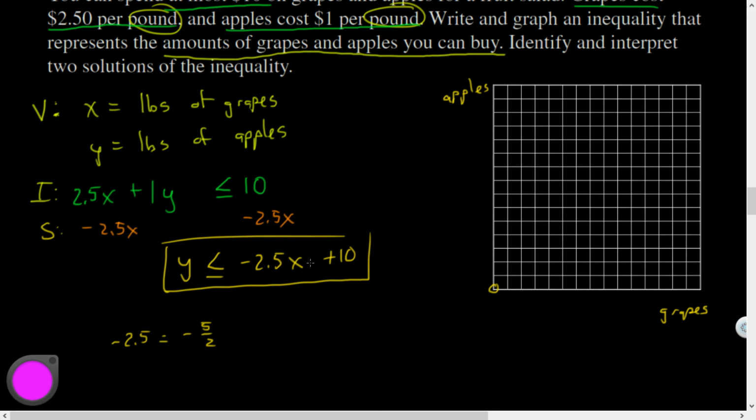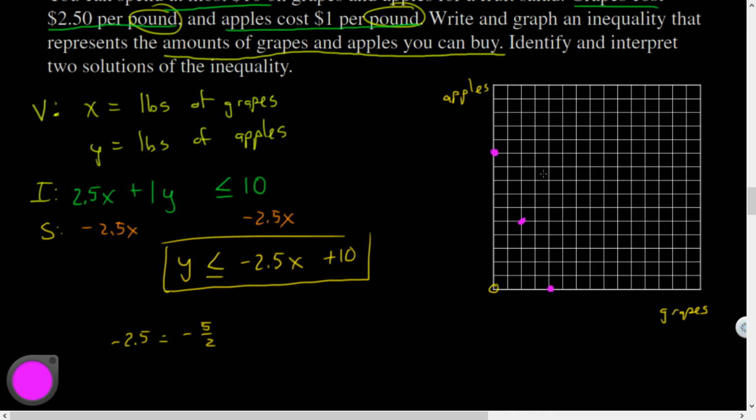So let's see. Let's start at 10. So up 1, 2, 3, 4, 5, 6, 7, 8, 9, 10. All right, there's one of those points. And my slope is down 5 over 2. All right, that's the easier way to graph it. 1, 2, 3, 4, 5 down and over 2. And I'll move that again, down 5 and over 2.